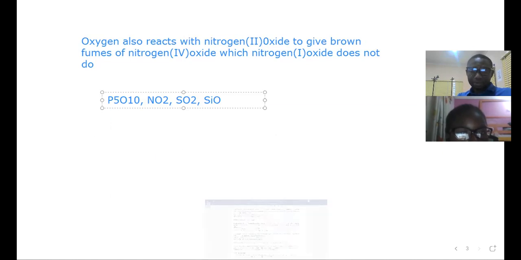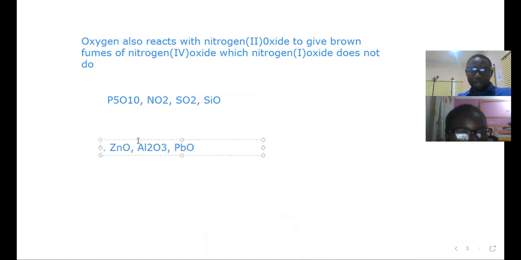An example of this type, we have ZnO, zinc oxide, aluminium oxide, and lead oxide. These are examples of amphoteric oxide. Remember, they can behave like acid and they can behave like base. Okay.